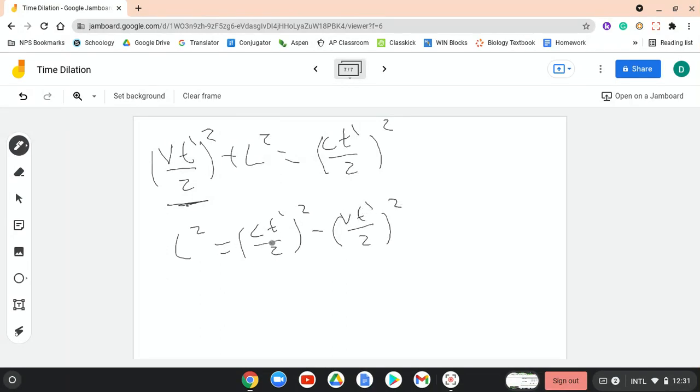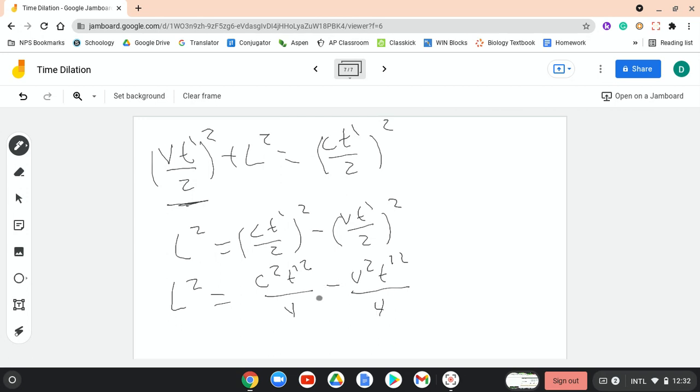All right, I'm going to expand this using our exponent rules. If I take a fraction and square it, it's squaring the top and the bottom. So I'm just going to simplify this using some algebra. We're going to get L squared equals c squared t prime squared over 4, because that's 2 squared, minus v squared t prime squared over 4.